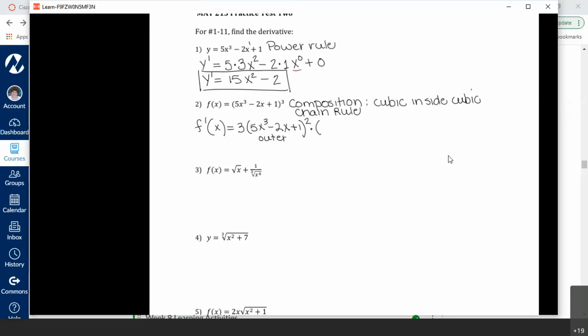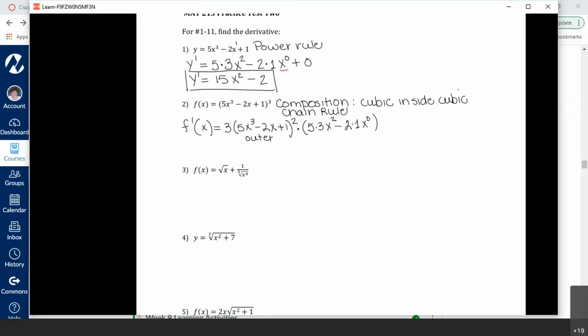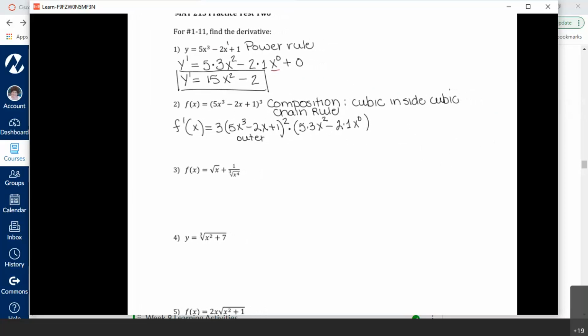So again, I'm going to speed it up a little. I'm going to have the 5 out there and then multiply it by the exponent. So 5 times 3x squared minus 2 times 1x to the 0. And again, if you simplify it up a little with algebra, you're going to get 15x squared.